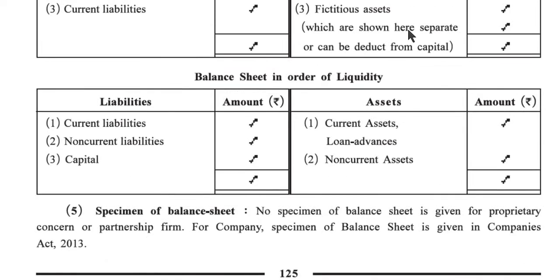Now, the balance sheet in order of liquidity. On the liability side there is current liability, non-current liability and capital. And on the asset side we have to write current asset, loans and advances, and non-current assets.